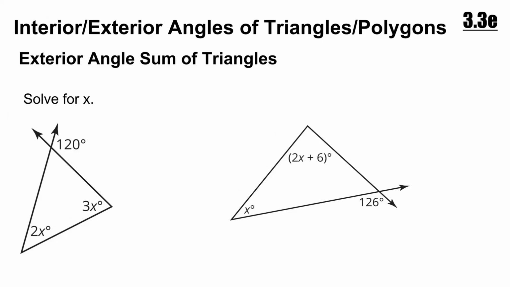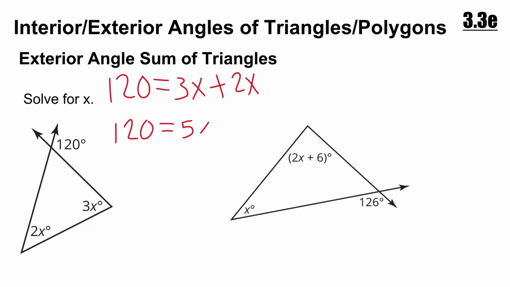The problem asks to use the exterior angle theorem to solve for x. For the first triangle, to solve for x, write the equation 120 equals 3x plus 2x. To solve for x, combine like terms, so add 3x and 2x to get 120 equals 5x. Then divide both sides by 5 to get 24 equals x.